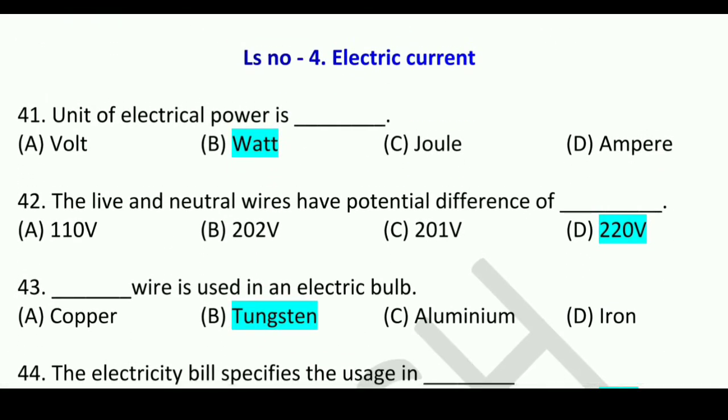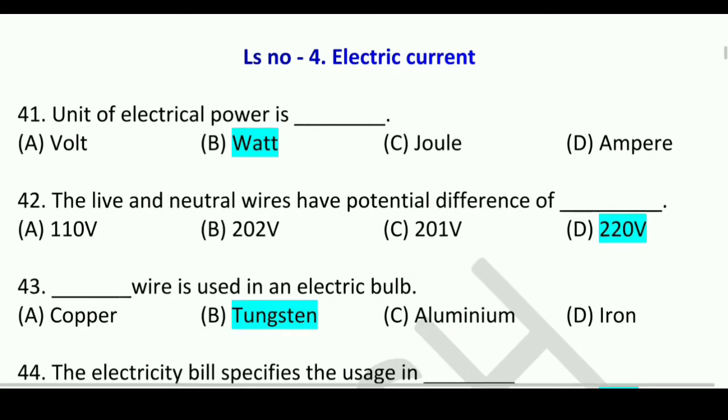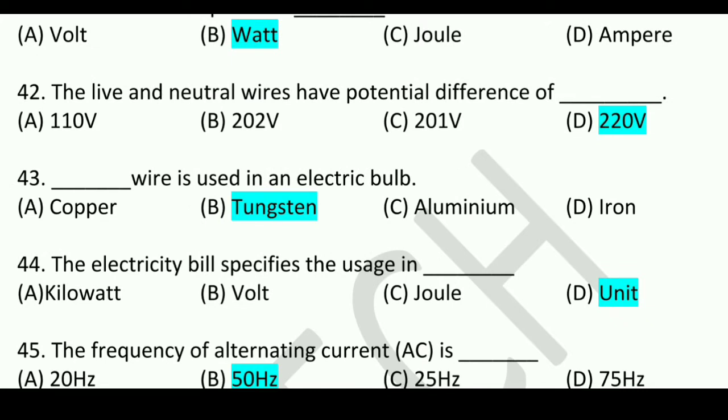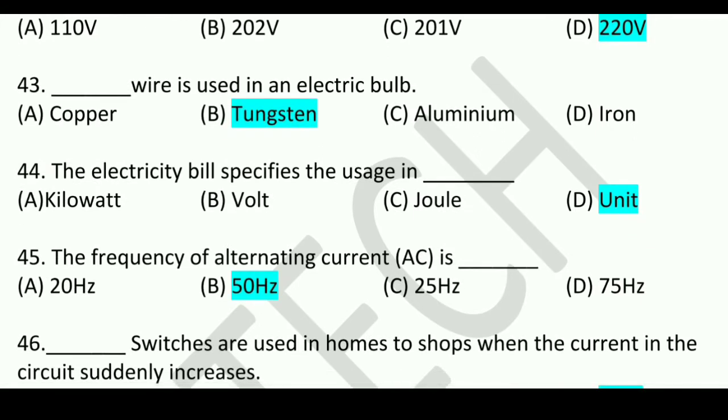Moving to the next lesson, lesson number 4, electric current. Unit of electrical power is dash. Is it volt, watt, joule or ampere? Yes, the correct answer is watt. The live and neutral wires have a potential difference of dash. Answer is 220 volts. Dash wire is used in an electric bulb. Correct answer is tungsten wire is used in an electric bulb.